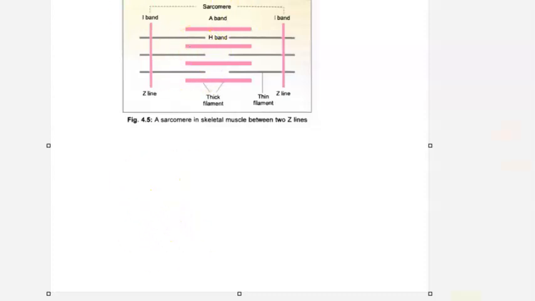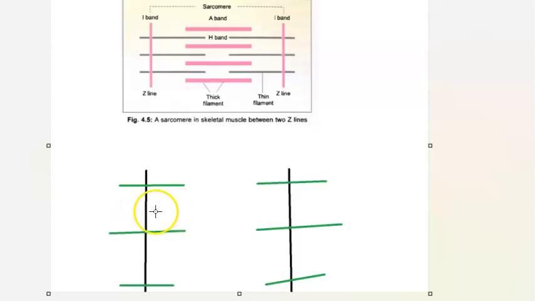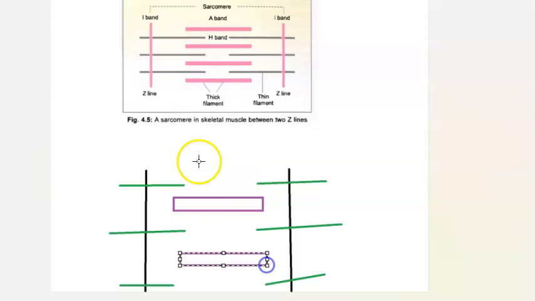So first, draw the Z line and Z line. Between the two Z lines you have the sarcomere. Now very easily, you just draw like this. Actin, actin, actin, actin, actin, actin. Now you have to draw myosin in the middle, correct? Myosin, myosin, like this you draw.